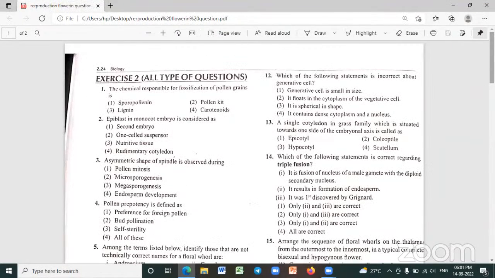Excuse me, ma'am. Shall I start, ma'am? Yes, sir, you can start, sir. Yes, ma'am. Okay. Good evening, my dear students. Hello. Attend the test paper, my dear students. Hello.